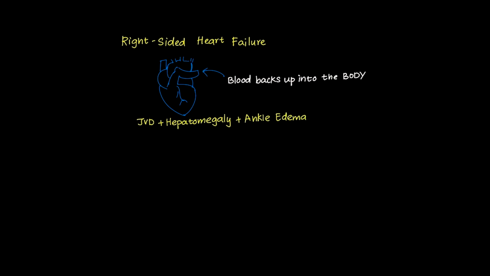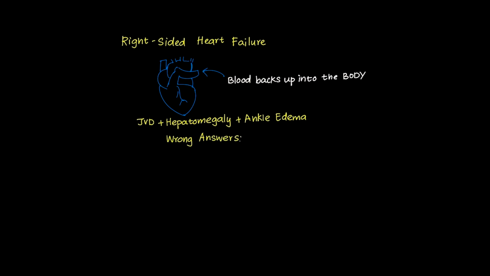When the right side fails, it can't move that blood forward efficiently. Blood backs up into the systemic venous system. That backup causes jugular vein distension because blood can't drain from the head and neck. It causes hepatomegaly because the liver becomes engorged with backed up venous blood. And it causes peripheral edema, ankle swelling, because fluid leaks into the tissues from the congested venous system.